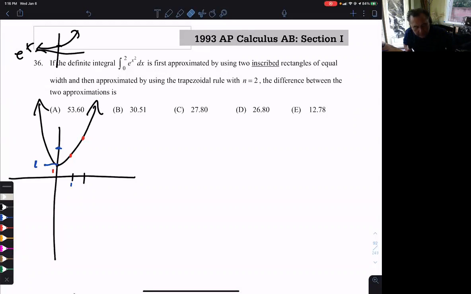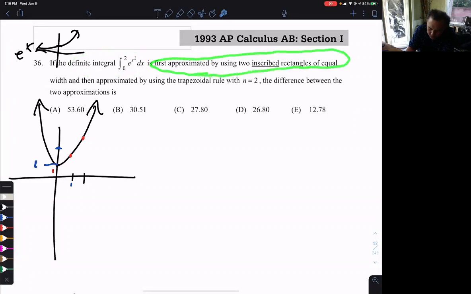1993, number 36. So we have a definite integral here, and you want to approximate the net area of two inscribed rectangles of equal width. So if you're going from 0 to 2, the width of each one is going to be 1, because there are two of them with equal width. And we're doing trapezoidal rule.